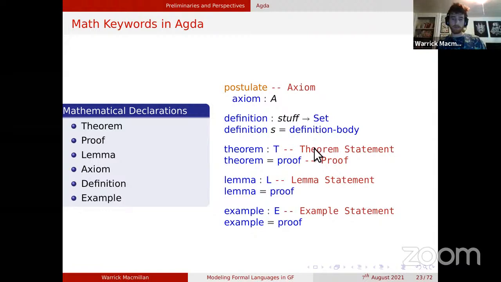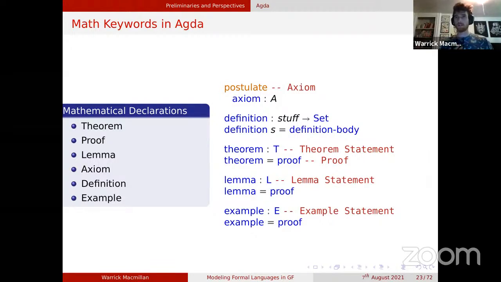Yeah, there's theorem statement and proof. So you just say that a theorem has type T. That's just how you make a theorem statement in Agda. Same with lemma and examples. So there's a much more degenerate class of things, and that's kind of because the difference between corollary, lemma, and theorem, according to a mathematician, is a semantic one. It's not of a formal difference. It's like they're just used in different ways.